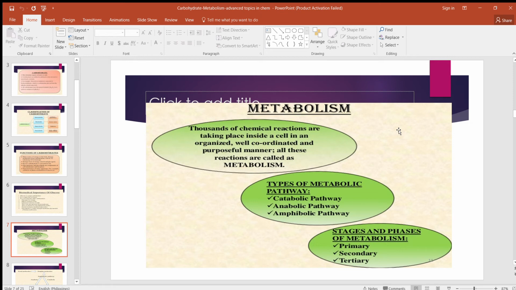Okay. Thousands of chemical reactions are taking place inside the cell in an organized, coordinated and purposeful manner. These reactions are called metabolism. So yun nga, the first part of metabolism is your digestion. There are three types of metabolic pathways: the catabolic pathways, the anabolic pathways, the amphibolic pathways, and the stages and phases of metabolism are the primary, the secondary, and the tertiary metabolism.